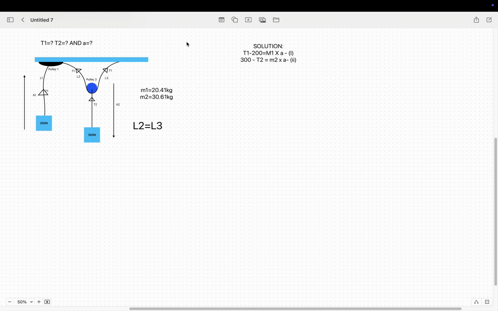Let us now write another equation: L1 plus L2 plus L3 is a constant. It's true. So it's a constant, right? It's logical. L1 plus, since we knew that L2 equals L3, we can say 2L2 equals a constant.